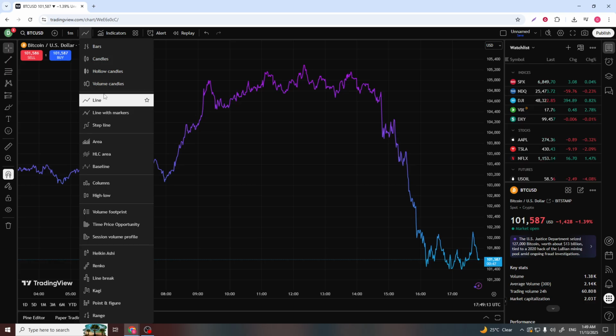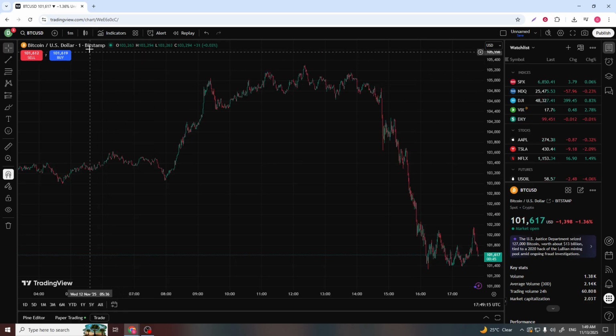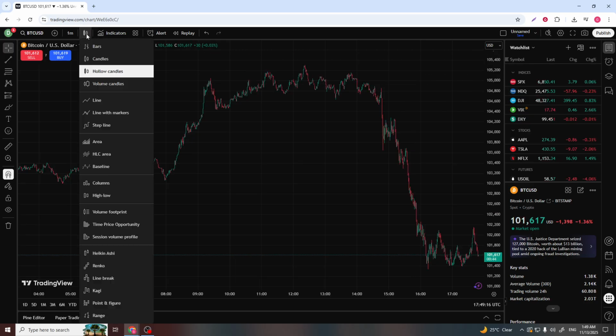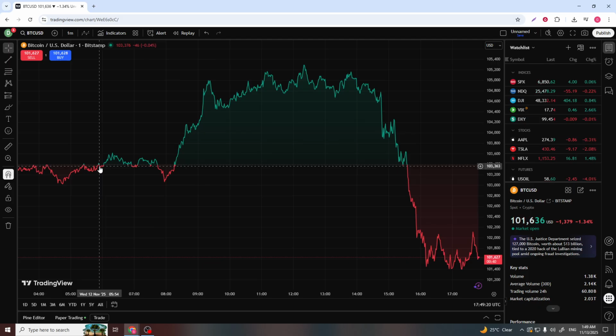Focus on a style that aligns with your analytical needs and makes interpreting the data intuitive for you. Keep in mind that different styles might highlight different aspects of market behavior, so choosing the right one is an important part of tailoring your trading experience on Tradingview.